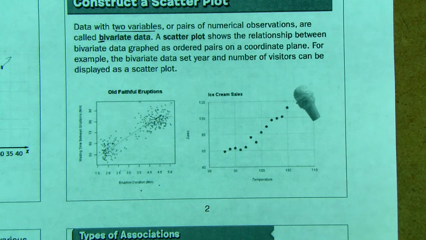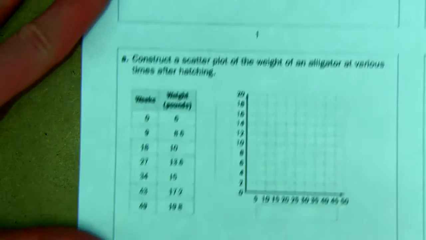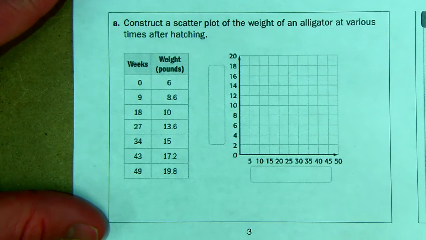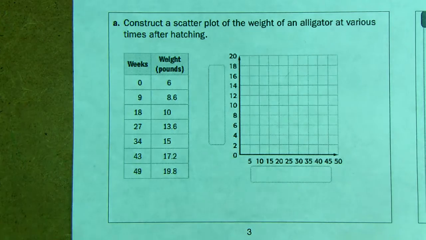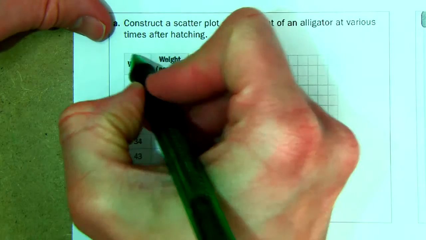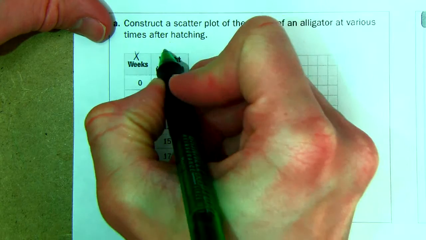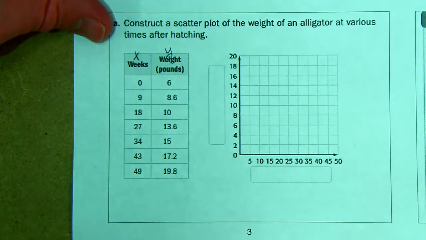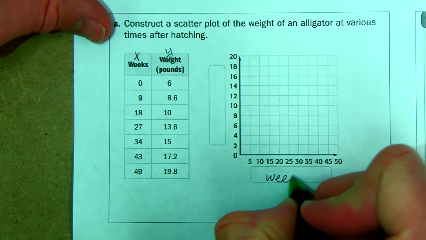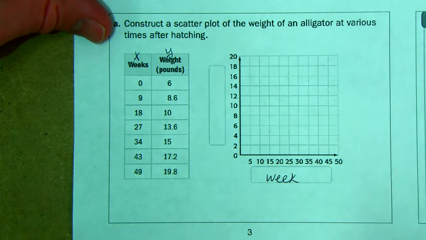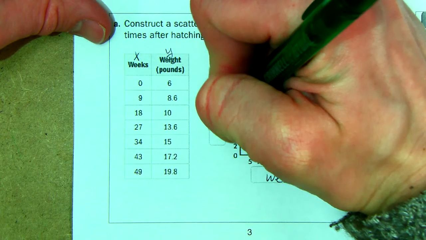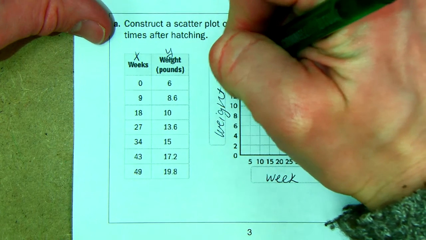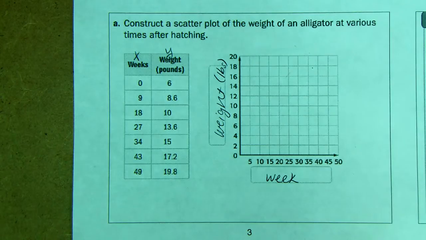Let's plot another one. Take a look at the two things that we are now going to plot. Typically this one is your x and this one is your y. So this is going to be weeks. Typically the first one they give you is the x, and then this is weight. I'm also going to put pounds so I know what units I'm using. Okay, so week 0, in other words, when the alligator hatched, it was 6 pounds. Gosh, I feel like that's big for an alligator.